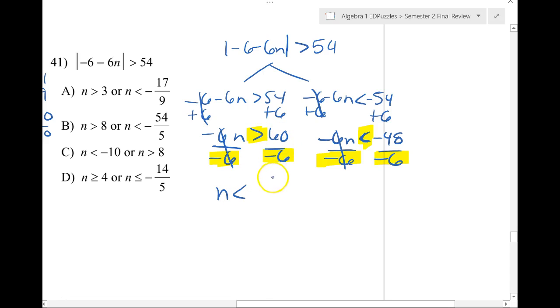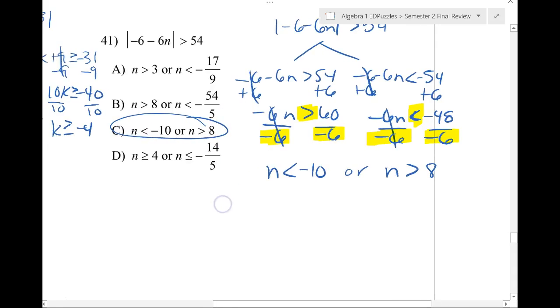60 divided by negative 6 is negative 10. And then this one is less than, and so this one will flip to greater than. And negative 48 divided by negative 6 is 8. Okay, so first let's see if we can find 8 and 10, and the only one that has 8 and 10 is C. So I know for sure it's that one. And it matches, because you see n is less than negative 10, just like here, and n is greater than 8. And they're OR, but that's not really going to help us find the answer.